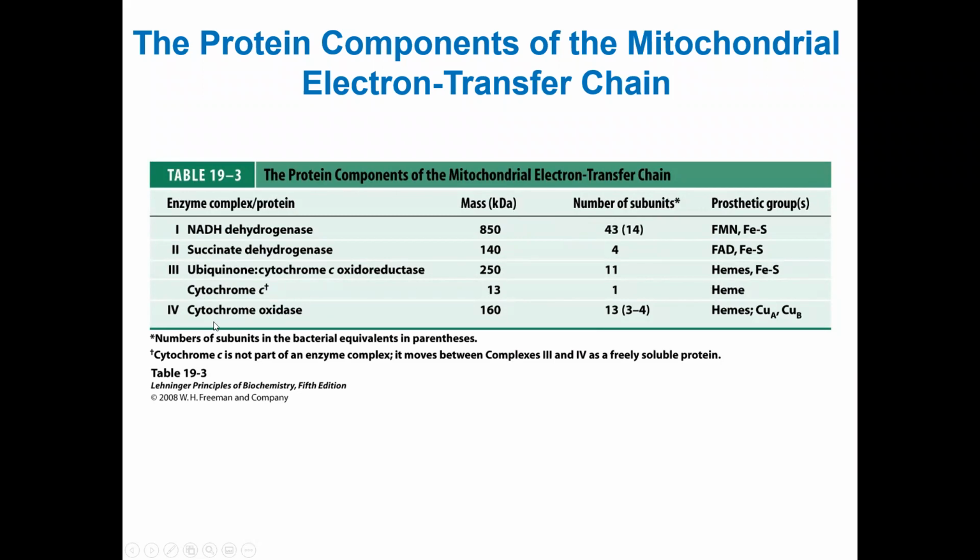And the fourth complex is cytochrome oxidase. Cytochrome oxidase will oxidize the cytochrome C in particular. Okay, and that's 160 kilodalton, and it has 13 subunits. It contains hemes and 2 types of copper centers, copper A and copper B. And we'll talk about these individual electron transport chains going forward. This is all today's lecture is devoted to.